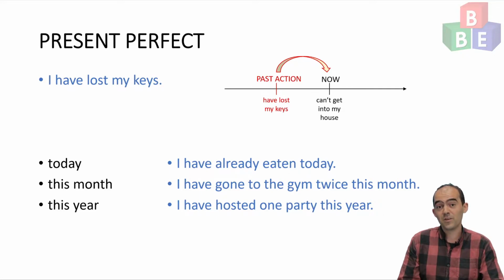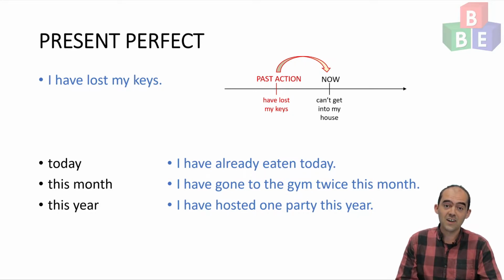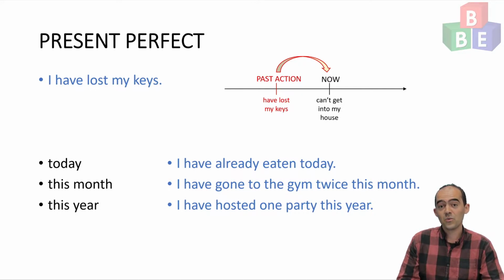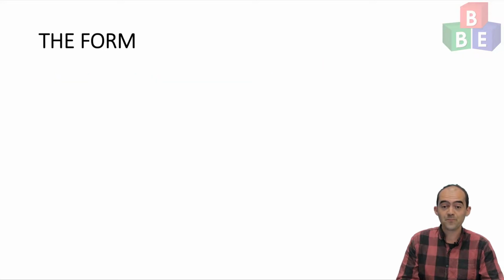This is different to the past simple, which you remember talks about finished past actions that do not affect me in the present. Today, we're going to take it further and talk about how the present perfect simple is different from the present perfect continuous. We'll start by looking at the form.